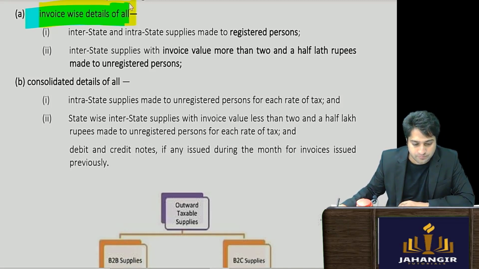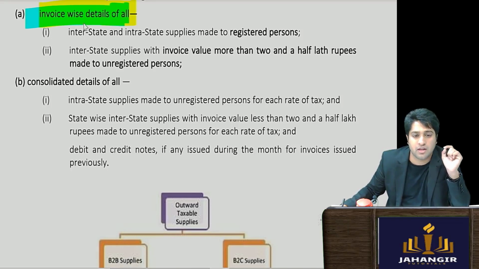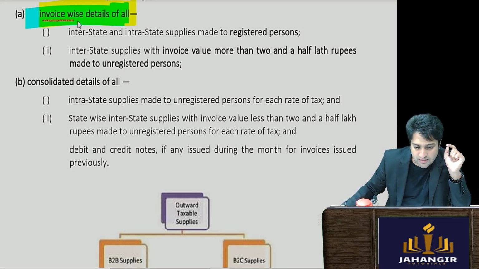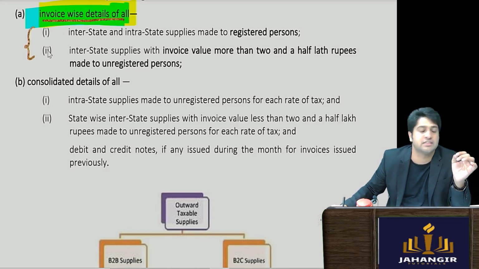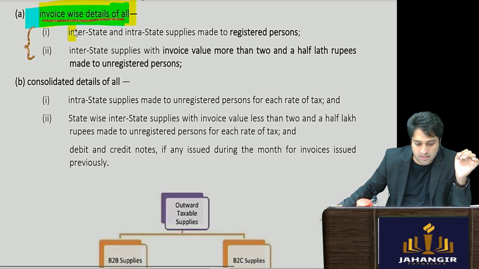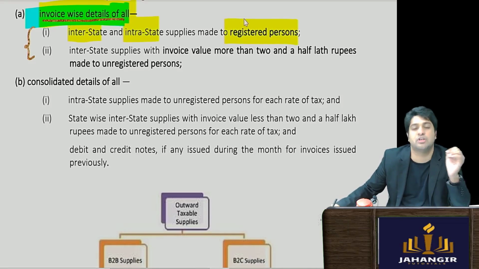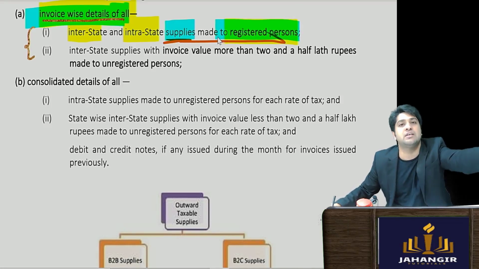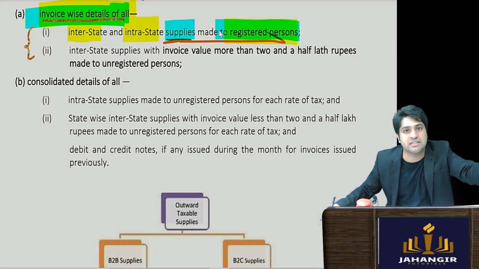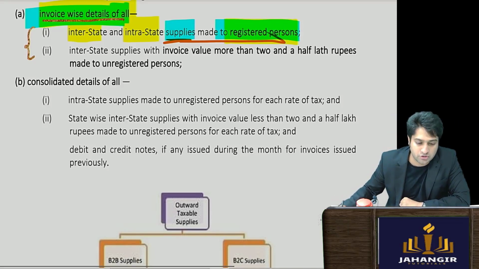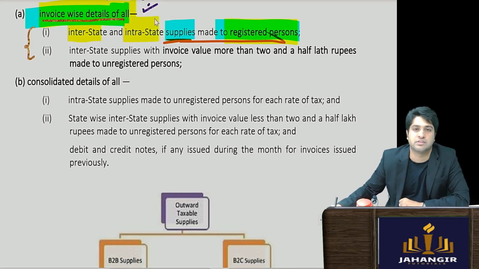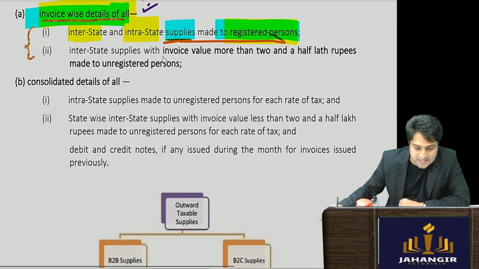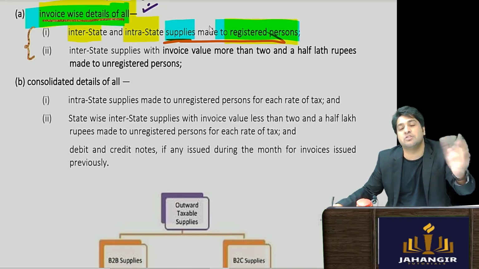So what they do is, though you have softwares today, okay, invoice wise details is to be made only for these cases. Firstly, whenever there is an interstate or intrastate supply to a registered person. So when I make a sale to a registered person, then obviously I need to tell who is the purchaser. I'm the seller. Who is the purchaser? Each one individually I need to tell. So invoice wise details have to be uploaded. Common sense also.